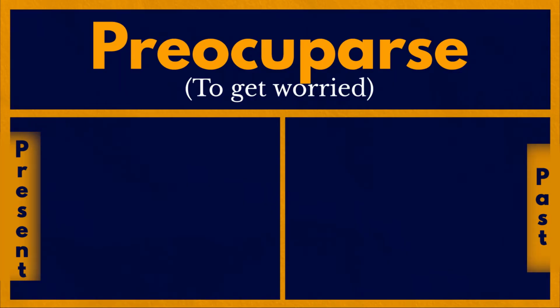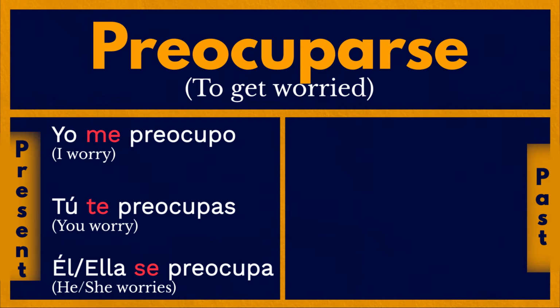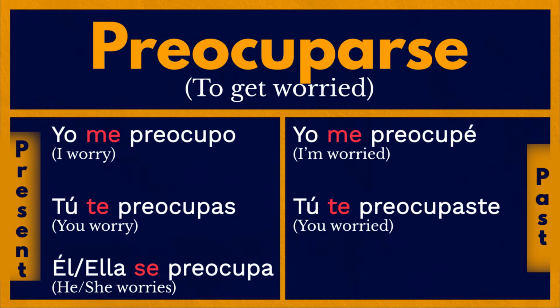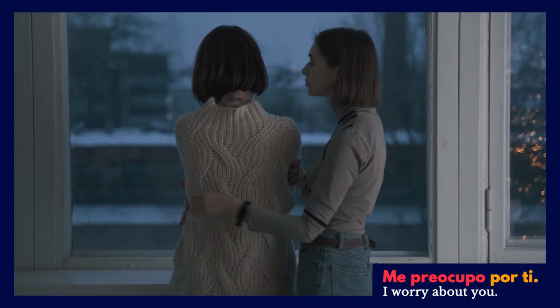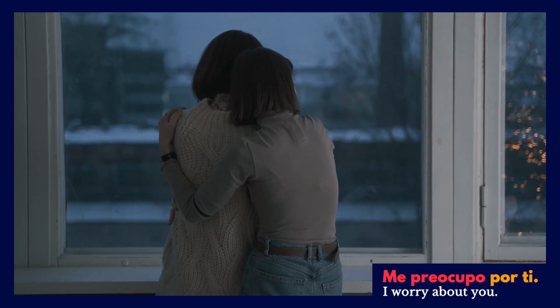In the present tense, yo me preocupo, tú te preocupas, él o ella se preocupa. In the past tense, yo me preocupé, tú te preocupaste, él o ella se preocupó. Examples. Me preocupo por ti. I worry about you. But this one is also said like I care about you.